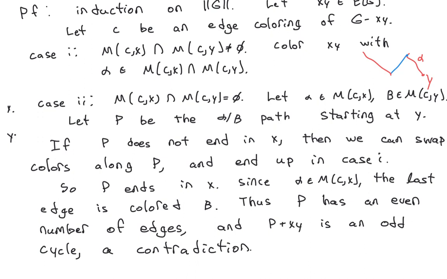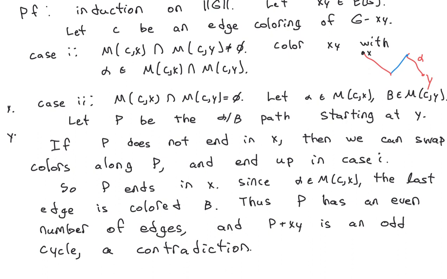If it does not end in x, then you could swap the colors between red and blue. So if it ended at something other than x, you swap the colors, and then alpha's missing at y, and you can actually color the graph because you're back in case 1. So we need to assume that this path ends in x.